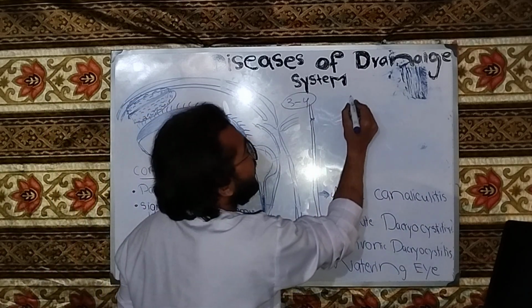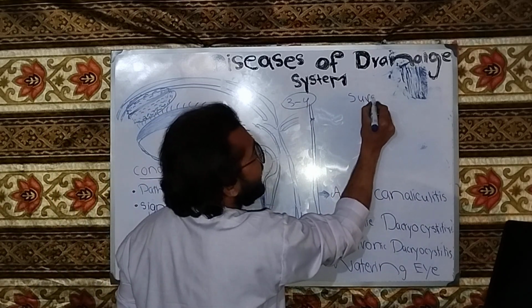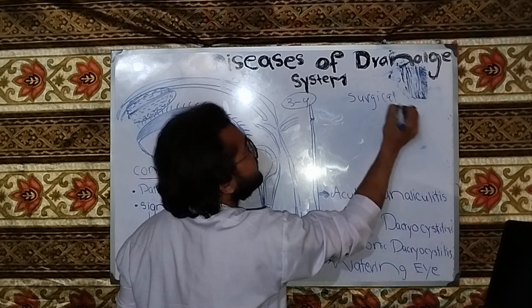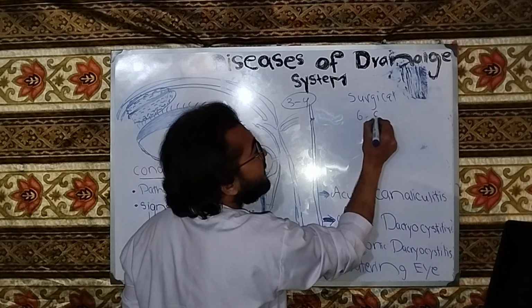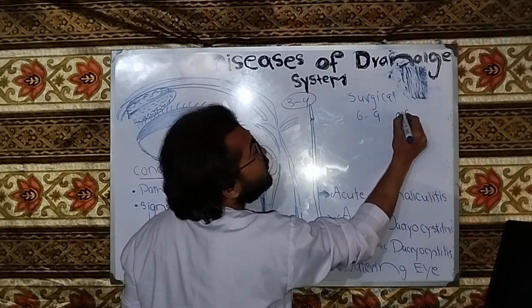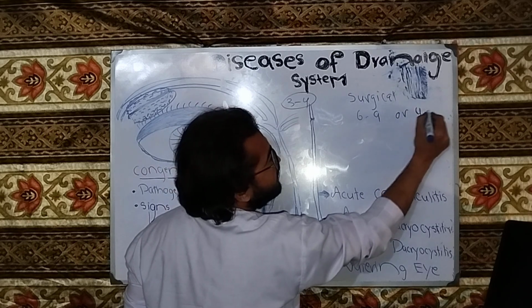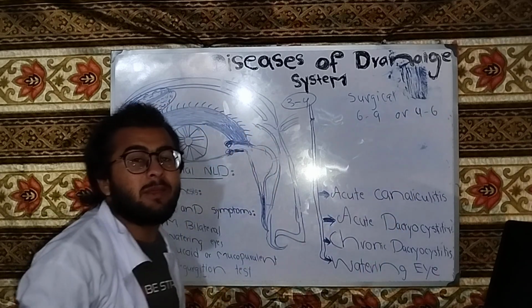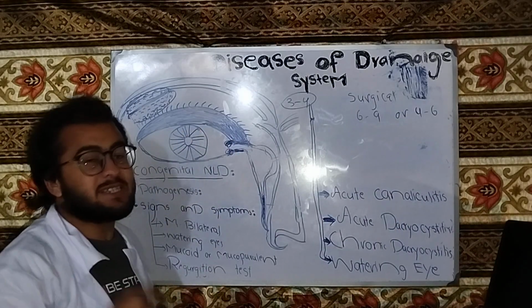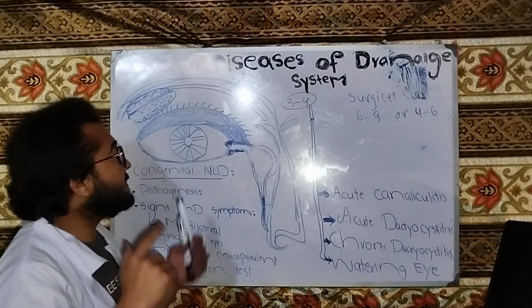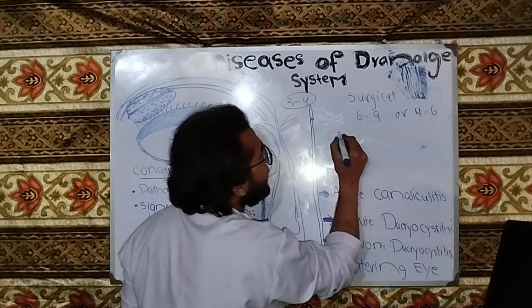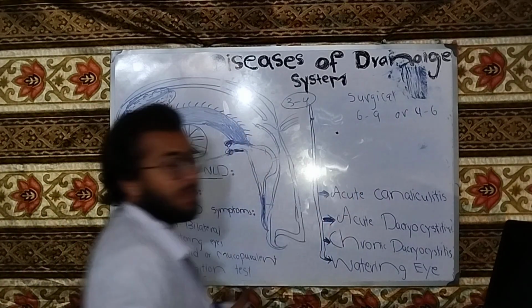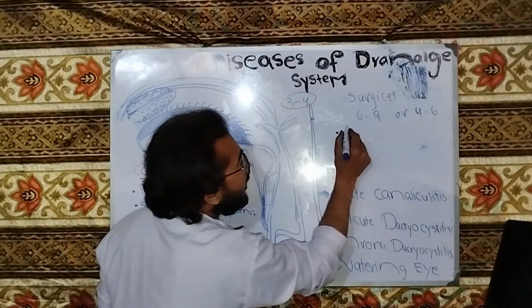If the duct doesn't open by 6 to 9 or 4 to 6 months, then we will indicate a surgical procedure. And the first surgical procedure is probing. In probing, what are we doing?